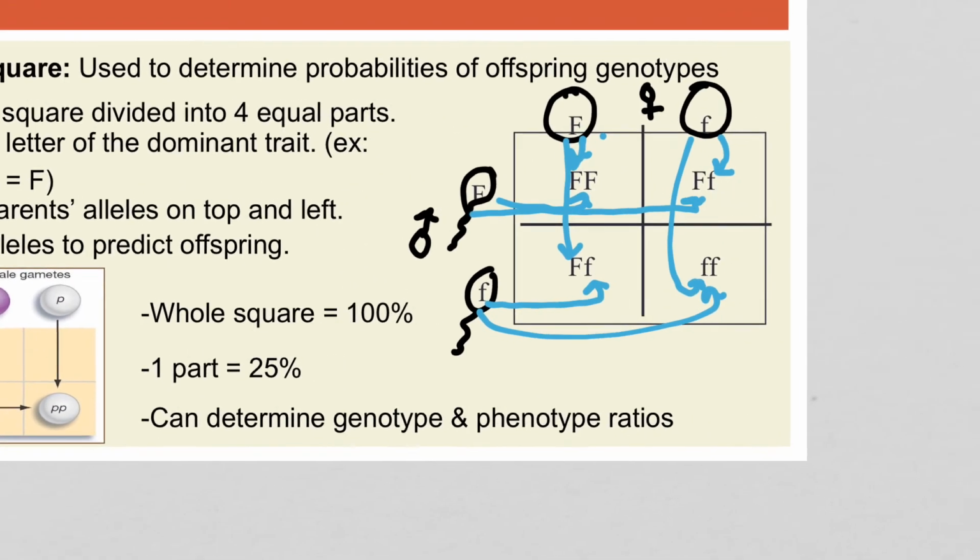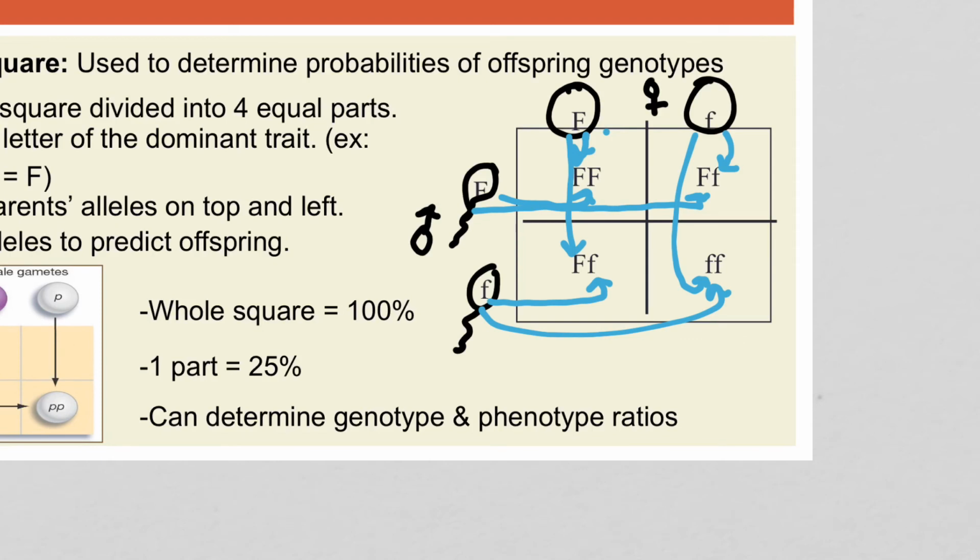is going to be 1 to 2 to 1. Homozygous dominant, heterozygous, homozygous recessive. But our phenotype ratio is going to be 3 to 1, freckles to no freckles.